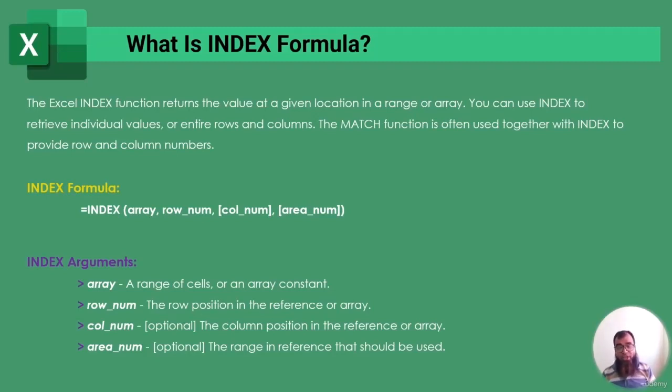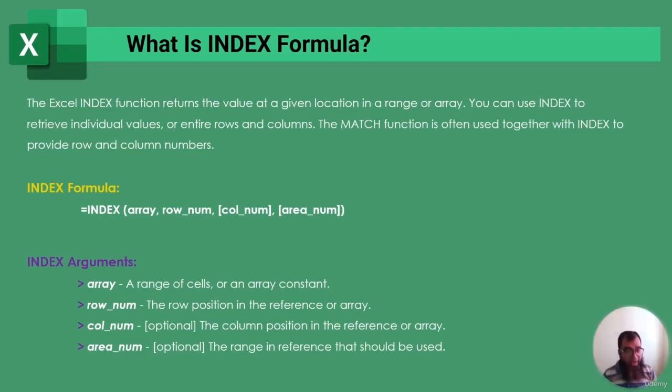The match function is often used together with index to provide row and column numbers. How can I write index functions? So here I show the index formula. You can write equal index, bracket, array, row number, then column number, and also area.